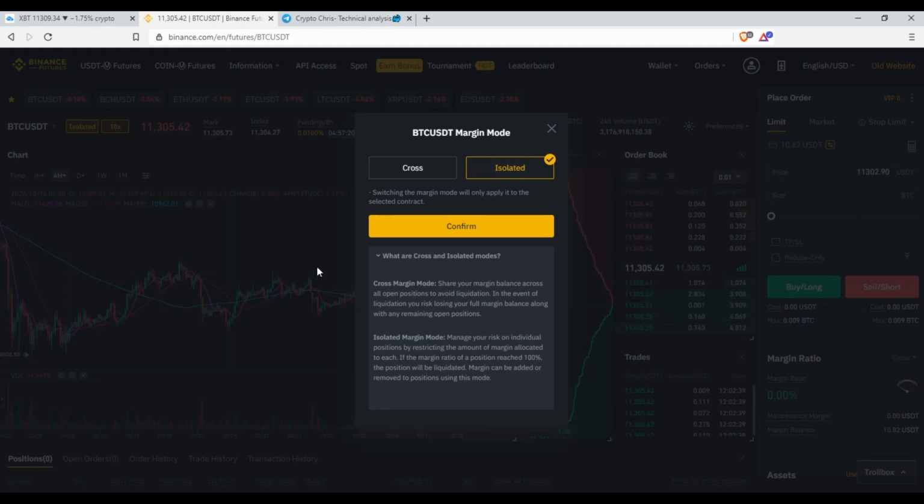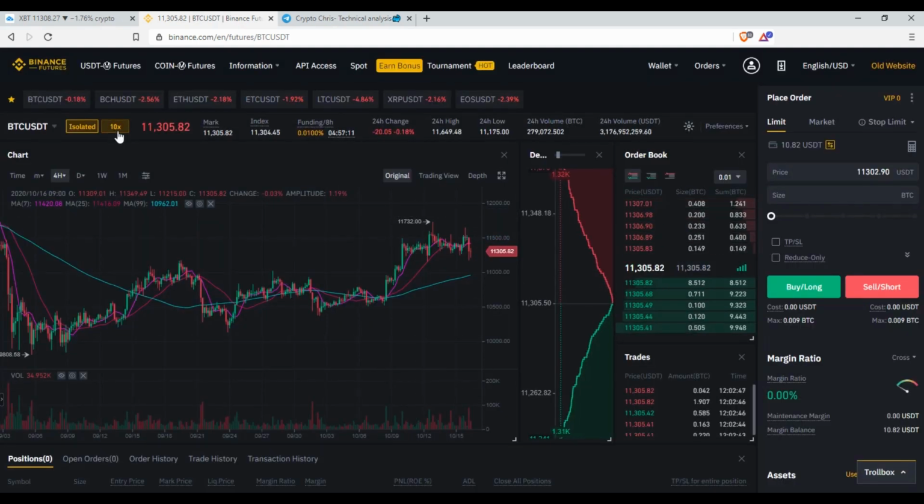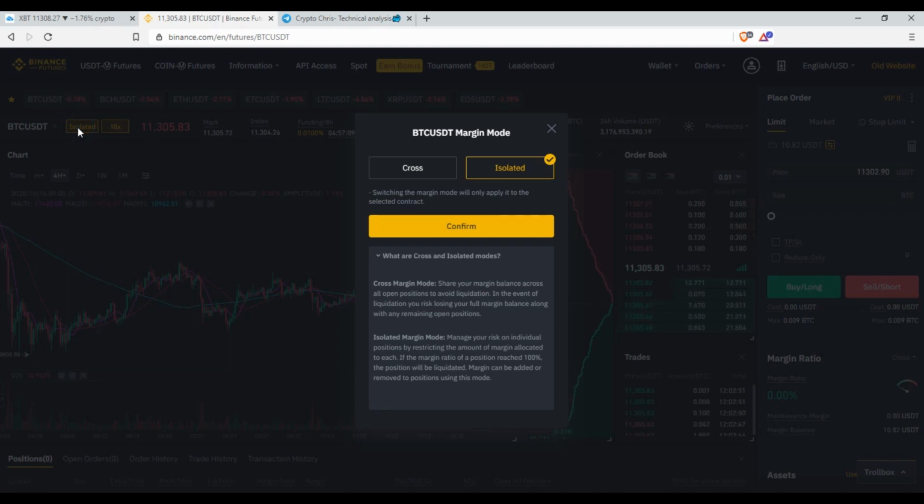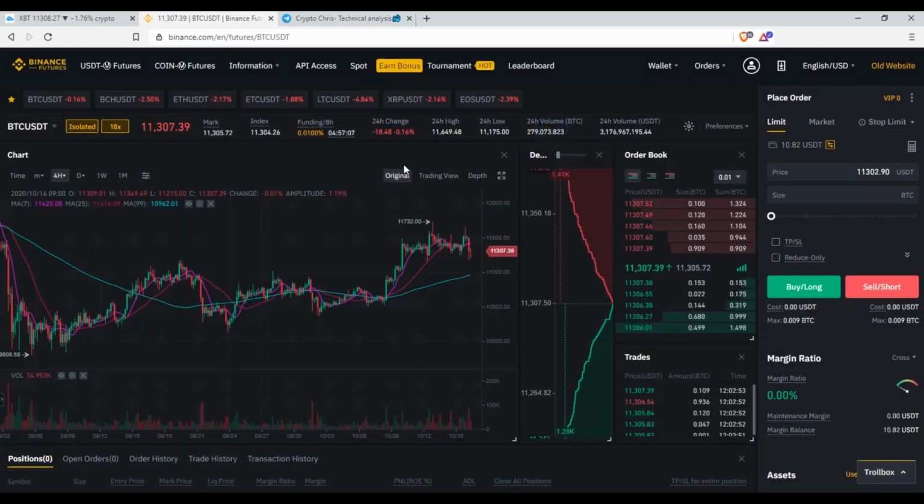So like I said, the next thing you want to be doing is placing isolated, especially if you're a beginner. Confirm. So that is our leverage sorted, that is our margin mode sorted. So next thing, you want to be placing a buy order. So here all you want to be doing is buy long. As you can see, buy long here if you're going to open a buy or long position.